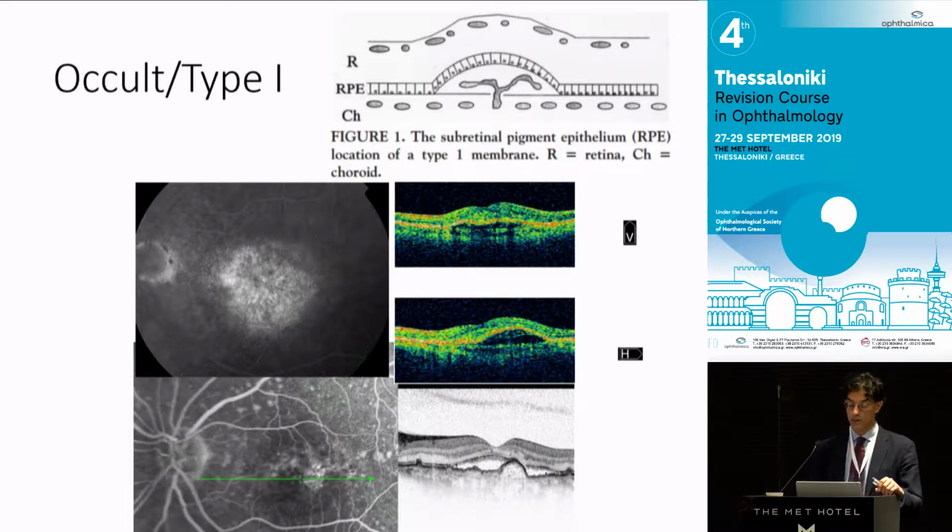So that's type 1. So it's under the native RPE and above Bruch's membrane. And the reason that was important in the old days where my surgical colleagues used to try and yank them out, they did terribly. Because when you tried to pull this out, you'd pull off all your RPE, and they didn't do very well.